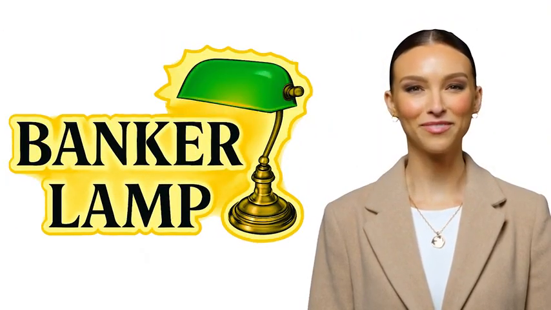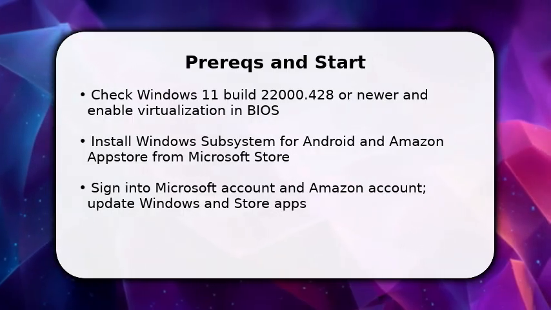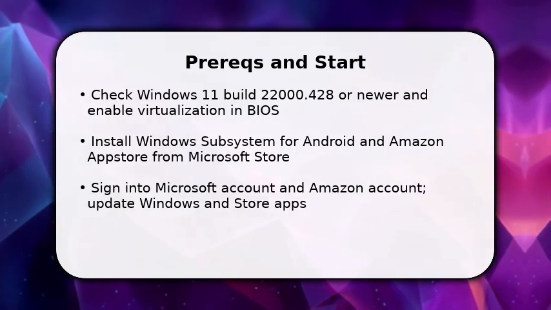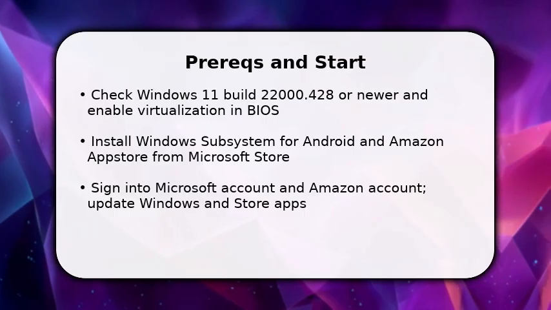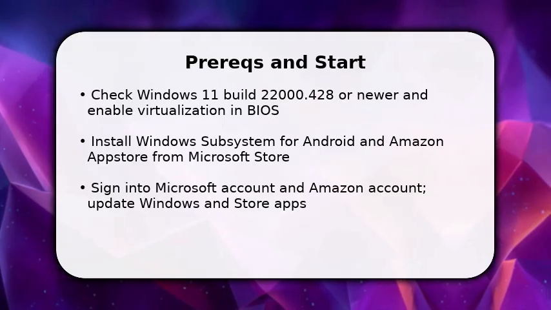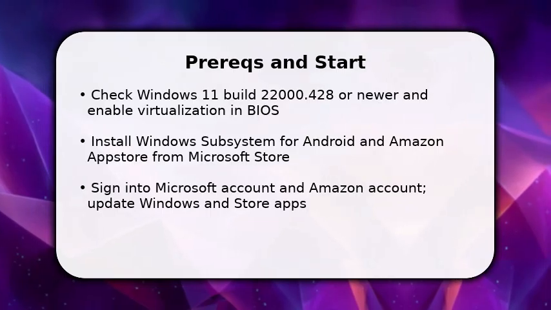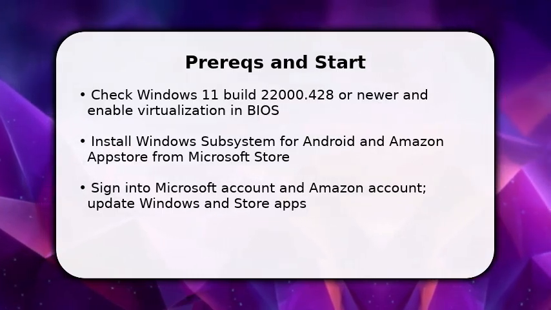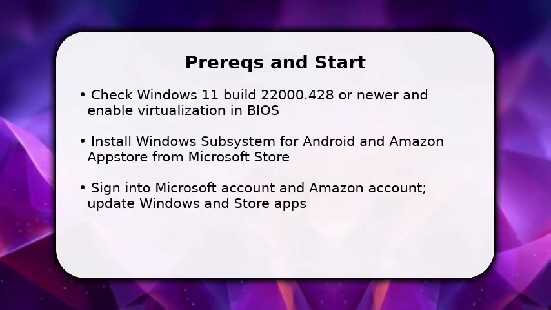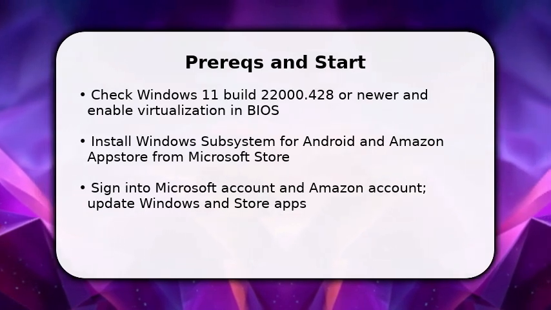Please enjoy the video. You begin by confirming system readiness. Make sure your PC runs the required Windows 11 build and that virtualization is enabled in BIOS because the Android runtime needs it. Once done, open Microsoft Store and install Windows Subsystem for Android and the Amazon App Store. These components provide the runtime and app catalog. Make sure you're signed into both your Microsoft and Amazon accounts so app purchases and installs sync properly. This avoids permission errors later and sets the stage for app installation.